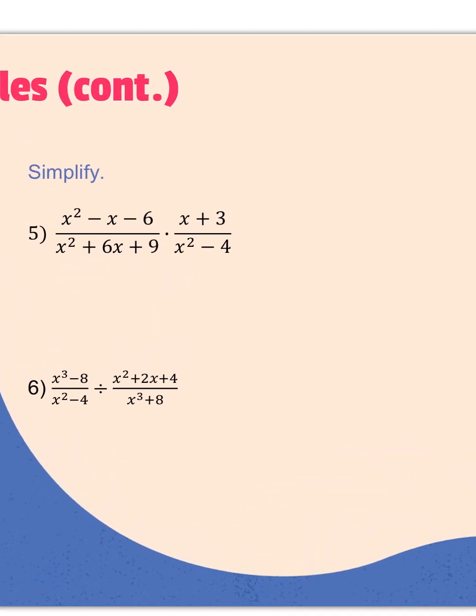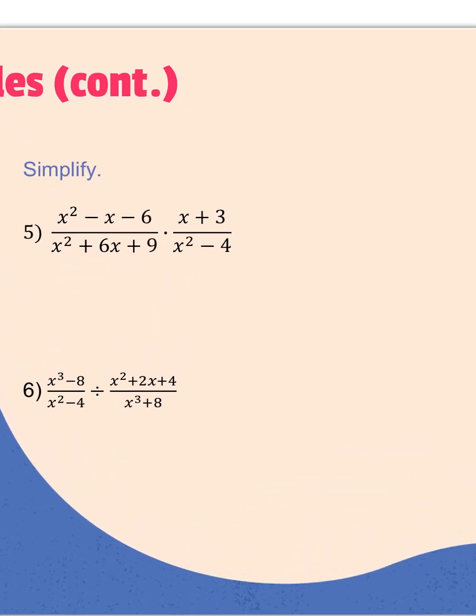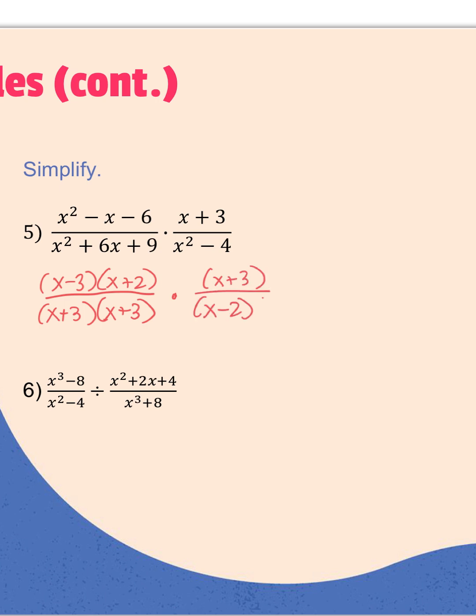So we just keep going, doing the same step every time. We're going to basically factor our trinomials first. So the top trinomial here is going to be x minus 3 times x plus 2. My denominator is going to be x plus 3 times x plus 3. On the right side, it's going to be x plus 3, and the denominator on the right is a difference of squares. It's x minus 2 and x plus 2. And so now I've broken them all into their factors, and again, I'm ready to start canceling.